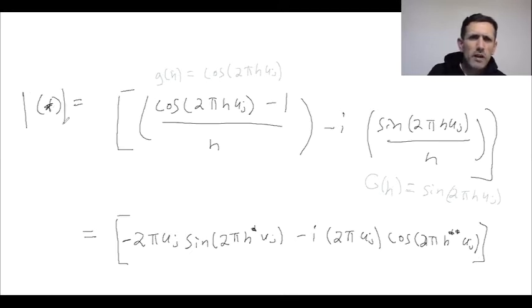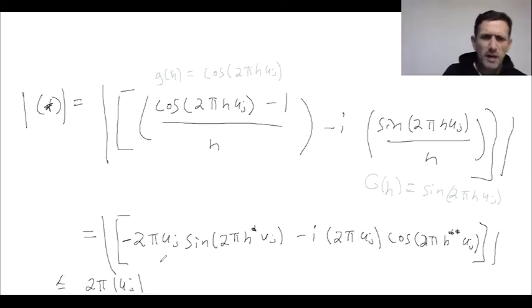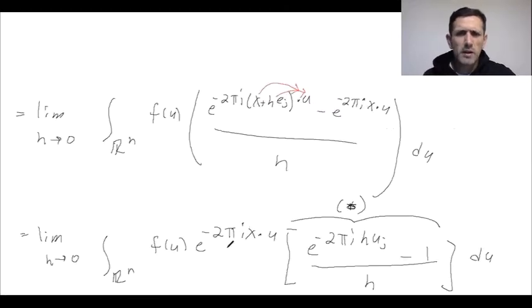Okay, so the absolute value is going to be, or rather less than or equal to, because both of these have modulus less than or equal to 1, and 2 pi uj is just 2 pi times the absolute value of uj. Okay, right, so that gives us a denominator.